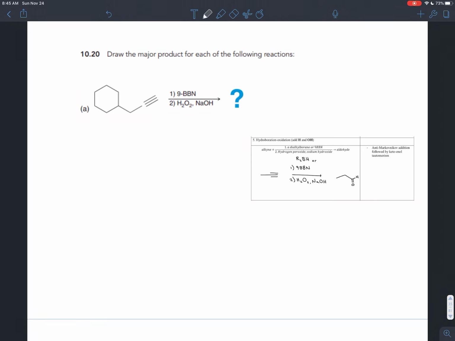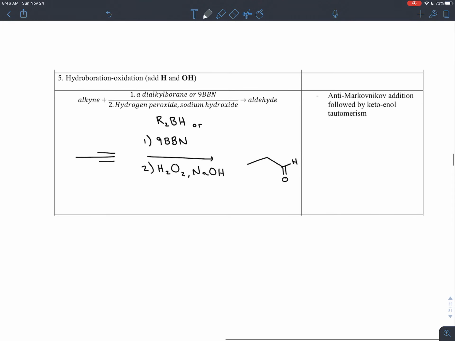Exercise 1020 is meant to help you predict the products of the hydroboration-oxidation reaction on alkynes. Now, hydroboration-oxidation is a reaction that we've seen already with alkenes. It adds H and OH across a double bond, across one pi bond, in an anti-Markovnikov way.